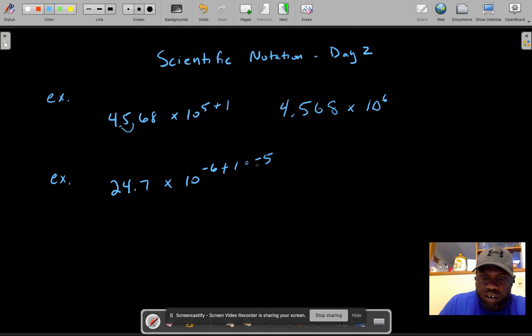So therefore, our new equation is going to look like this: 2.47 times 10 to the negative 5. That's how it should look, right? 2.47 times 10 to the negative 5 when we add 1.